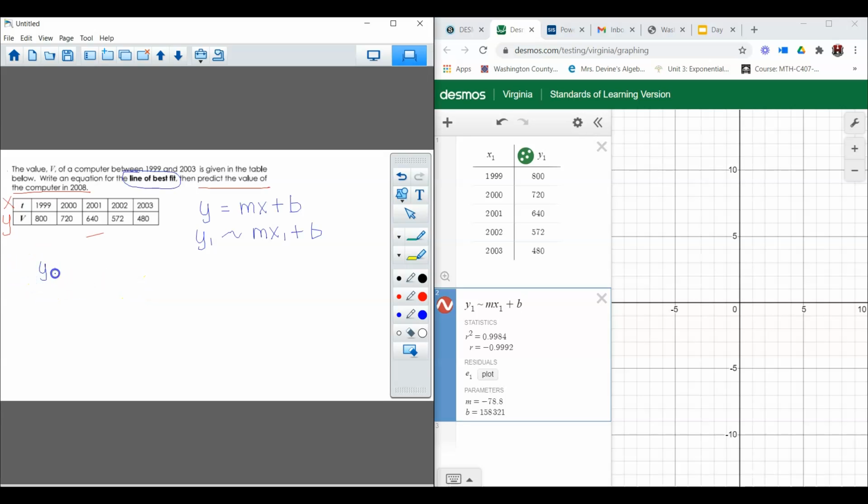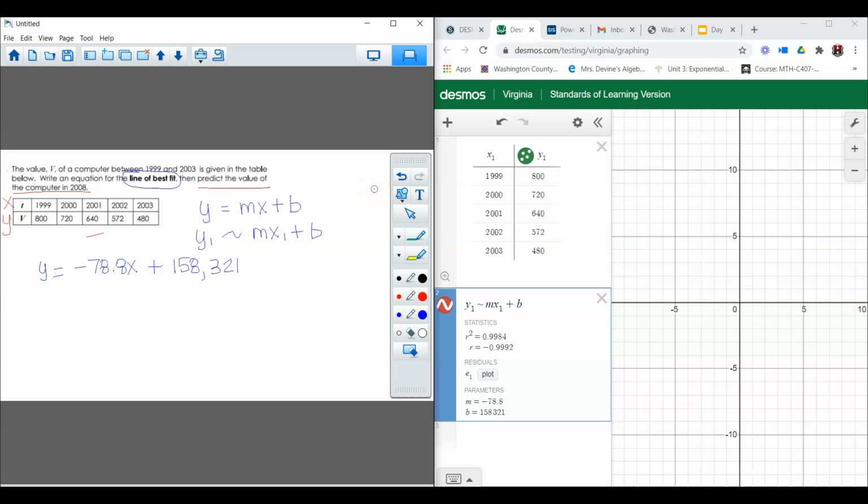So we get y equals negative 78.8x plus 158,321. All right, so that is the equation for my line of best fit.